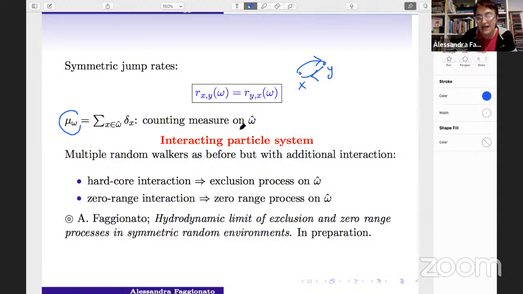The results I have concern spatial interacting particle systems, which are given by considering multiple random walkers as before, but with an additional interaction. I can deal with two forms of interactions. One is the so-called simple exclusion interaction, and then we have the exclusion process on omega hat. The other interaction is the zero range interaction, and then the resulting process is the zero range process on omega hat. I will focus on the exclusion process, since the time is limited. The results will appear in a forthcoming, hopefully, preprint.